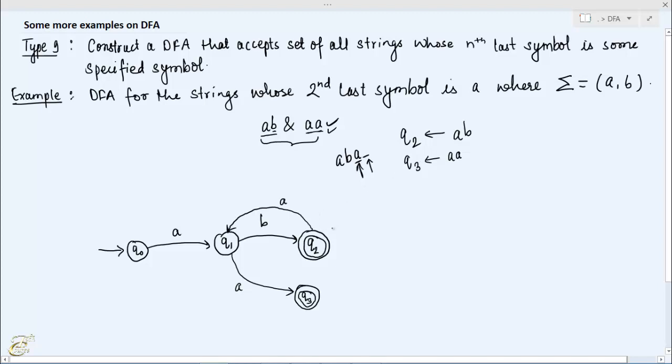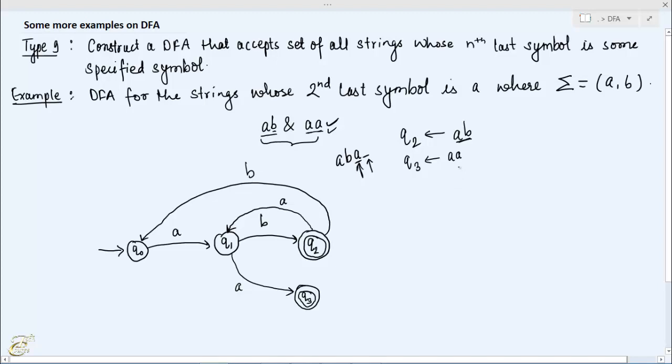Similarly, what if the machine reads a symbol B in Q2 state? That means B after this AB. In that case, we have to further check whether AB or AA is present after this B or not. This checking of AB or AA is performed from the initial state Q0. Therefore, we switch to the state Q0 on encountering the symbol B in Q2 state.